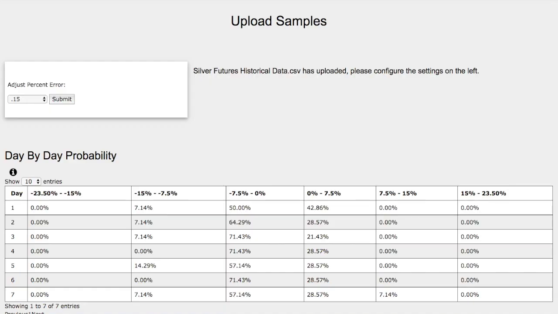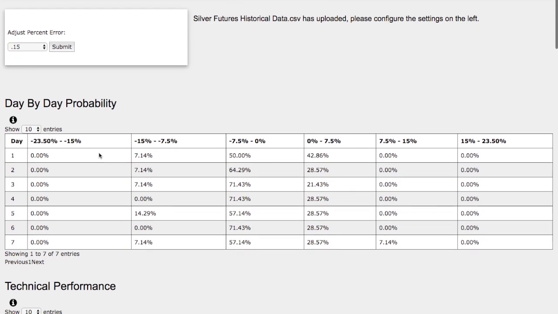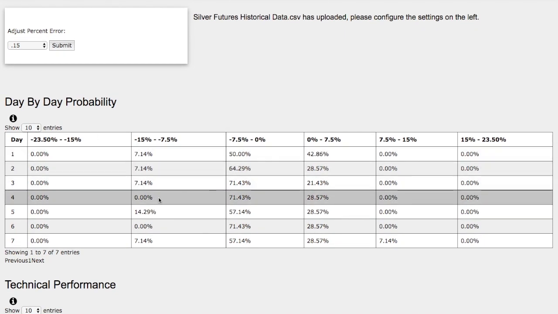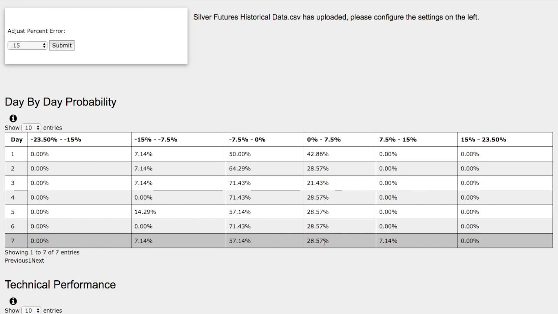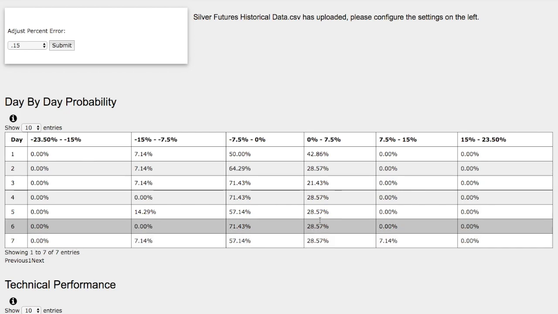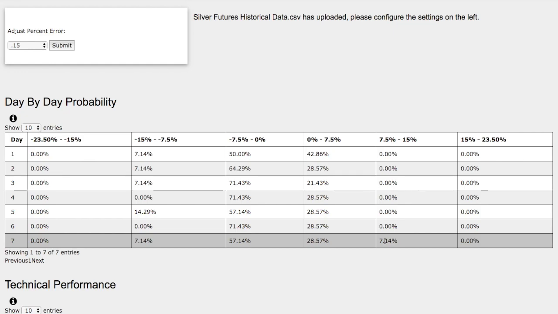So let's head back to the day-by-day probability model. Again, this model is now available in the link below, so do check it out. On the 7th day, we have a 29% chance for silver to climb higher between 0 and 7.5%. And we also have a 7% chance for silver to climb higher between 7.5% to 15% in the extreme case. And to the downside, we have a 57% chance for silver to fall between 0 and negative 7.5%, and a 7% chance for silver to fall lower between negative 7.5% to negative 15%.